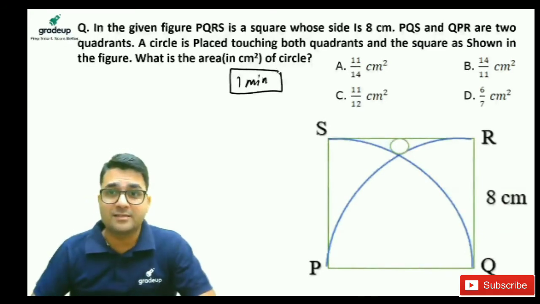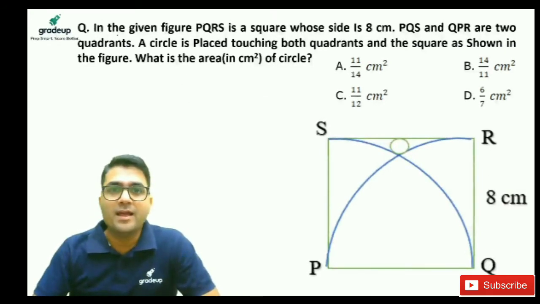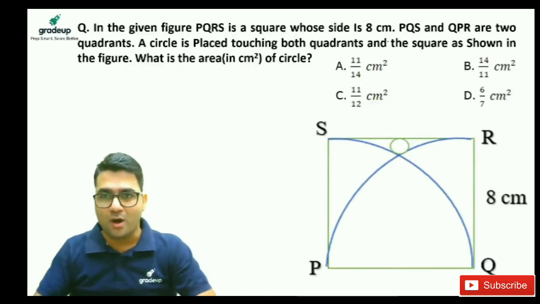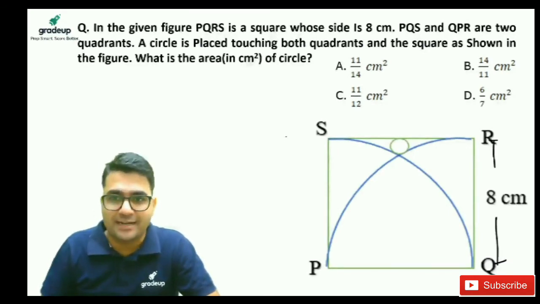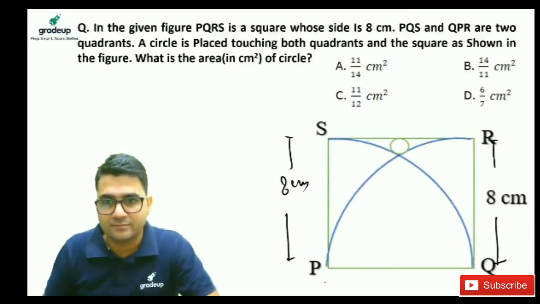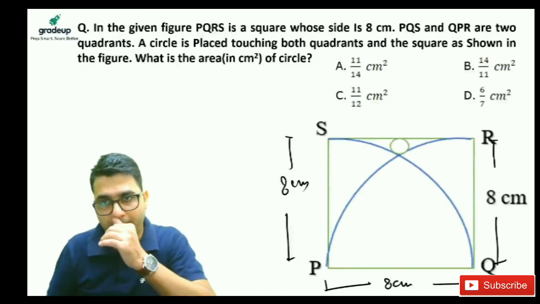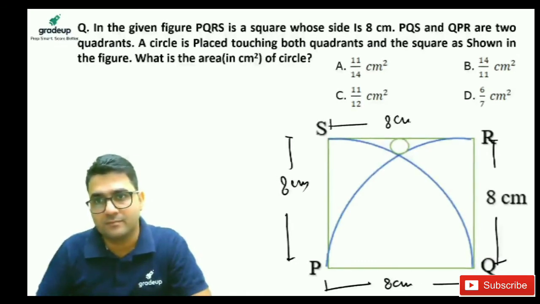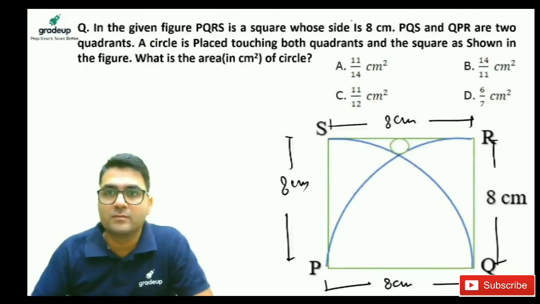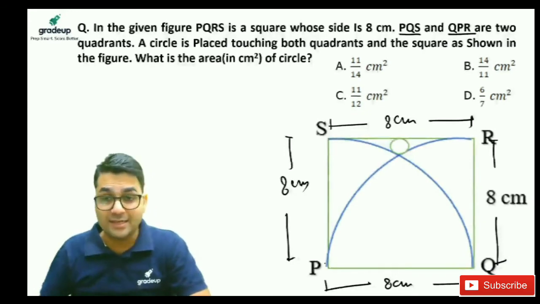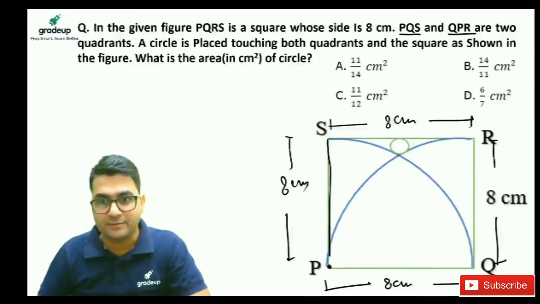Listen guys, what is given in this question? In the given figure, PQRS is a square whose side is 8 centimeter. The side of this square is 8 centimeter. And PQS, QPR are two quadrants. Guys, this is the first quadrant by taking the radius 8 centimeter.